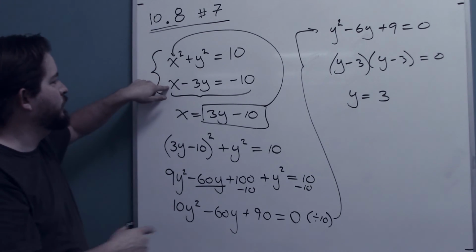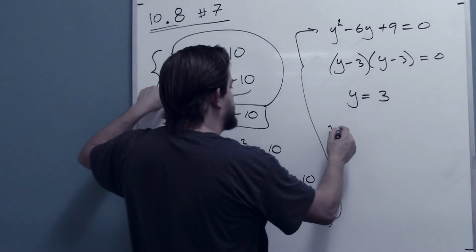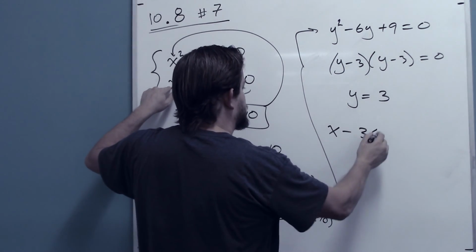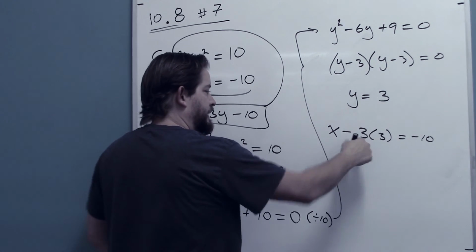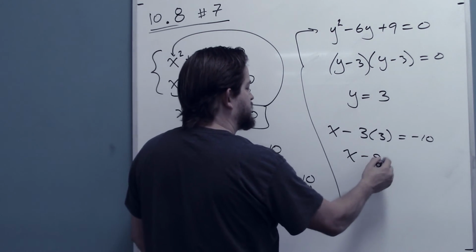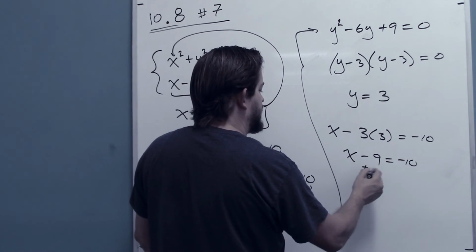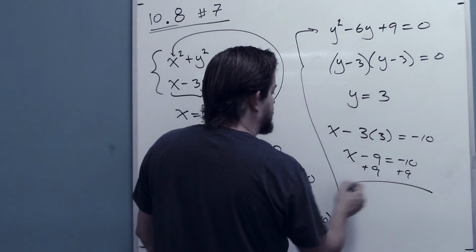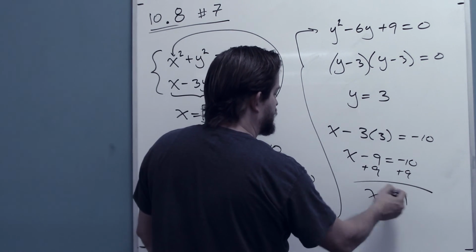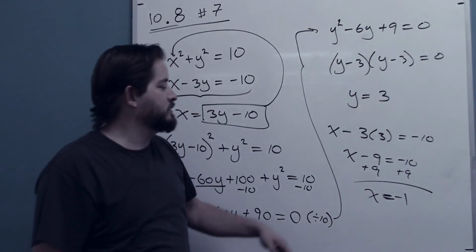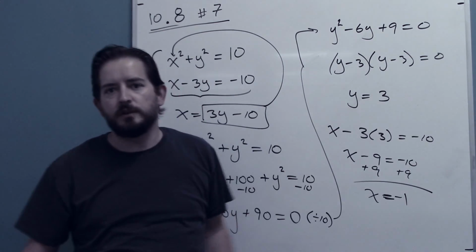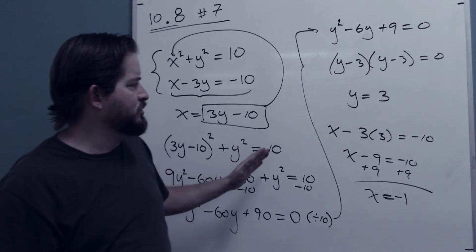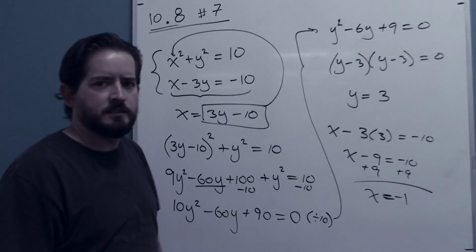So I'll plug it in here, y is 3, then x minus 3 times y, which is 3, should equal negative 10. That is, x minus 9 should equal negative 10, and if I add 9 to both sides, then I have x equals negative 1. And so that's my final solution. X is negative 1, y is 3, it's the only one, so it was that case where the line just comes and touches the circle and doesn't go through it.